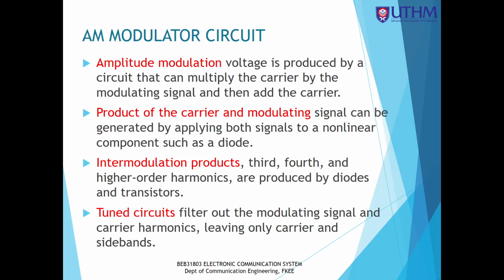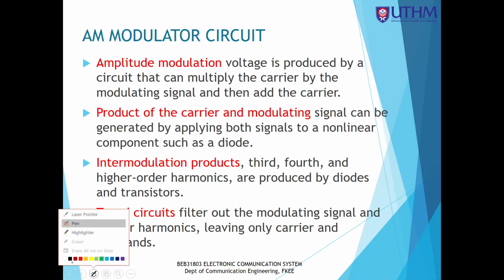So now we are in the modulator circuit. Now the topic is how to generate the AM signal. Amplitude modulation voltage is produced by a circuit that can multiply the carrier by the modulating signal and then add the carrier. Remember, this is from the envelope equation, if you remember from the earlier slides.